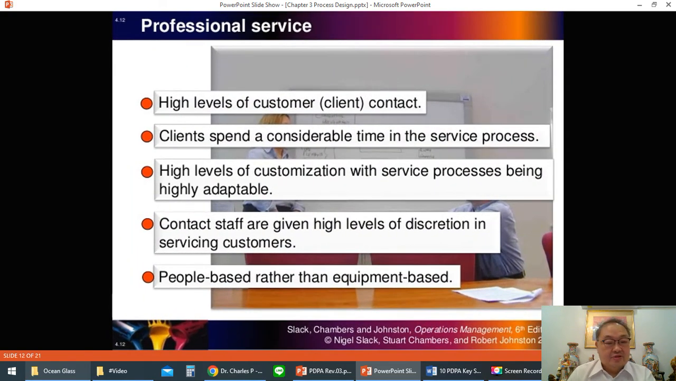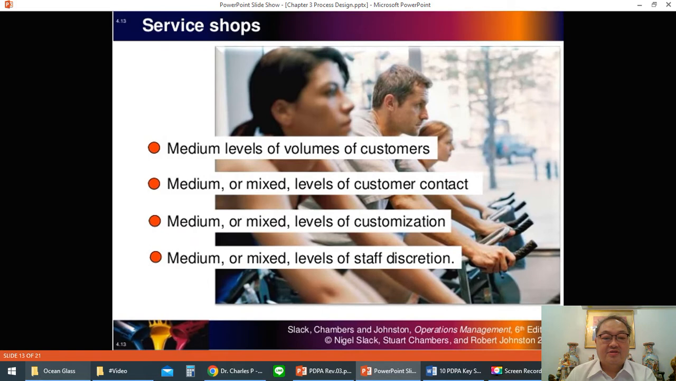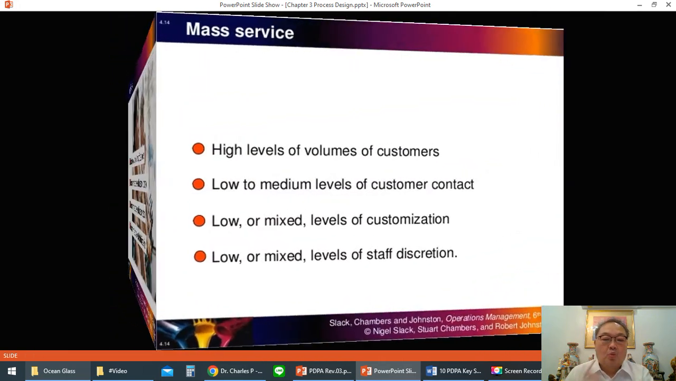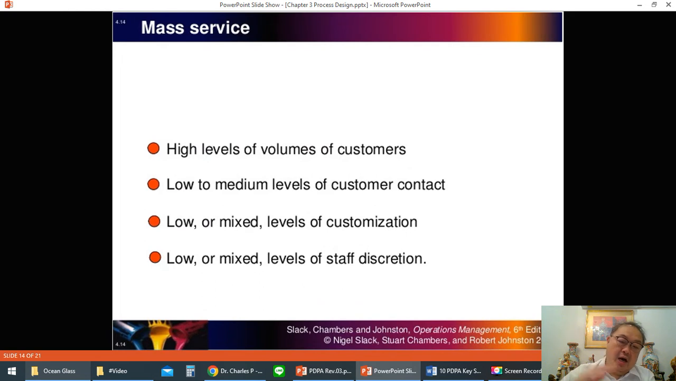Professional service involves a high level of customer contact, where clients spend considerable time in the service process, like consultation, accounting, or business consulting. Service job is a medium level of volume of customers, so everything is at a medium level. Mass service has a high level of volume, but a low or medium level of customer contact.